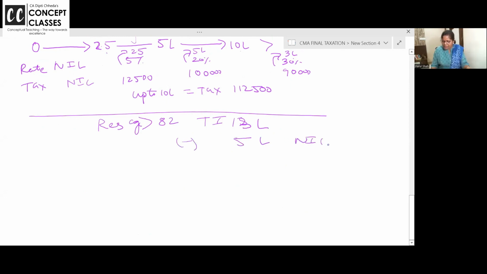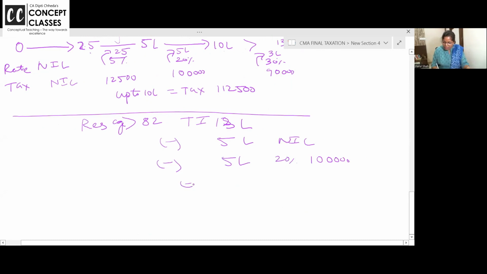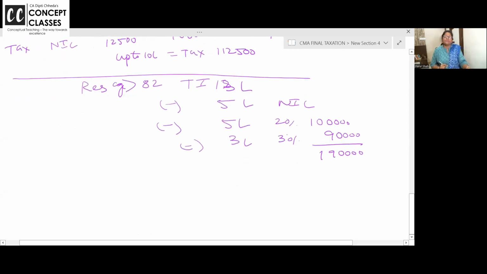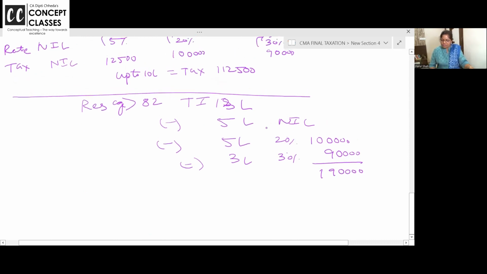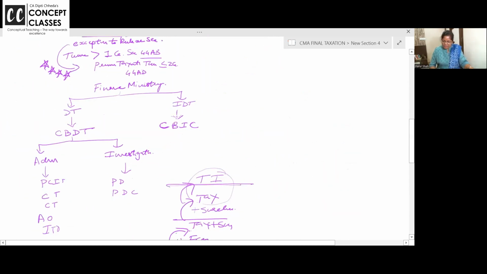First 5 lakh, it will be nil. Next 5 lakh, directly 20%, 1 lakh. And on the balance 3 lakh, it is 30%, 90,000. That is 1,90,000. Are you all with me? First 5 lakh, nil. Next 5 lakh, 20%, 1 lakh. On the balance 3 lakh, it is 90,000, so 1,90,000. So here the tax was coming.